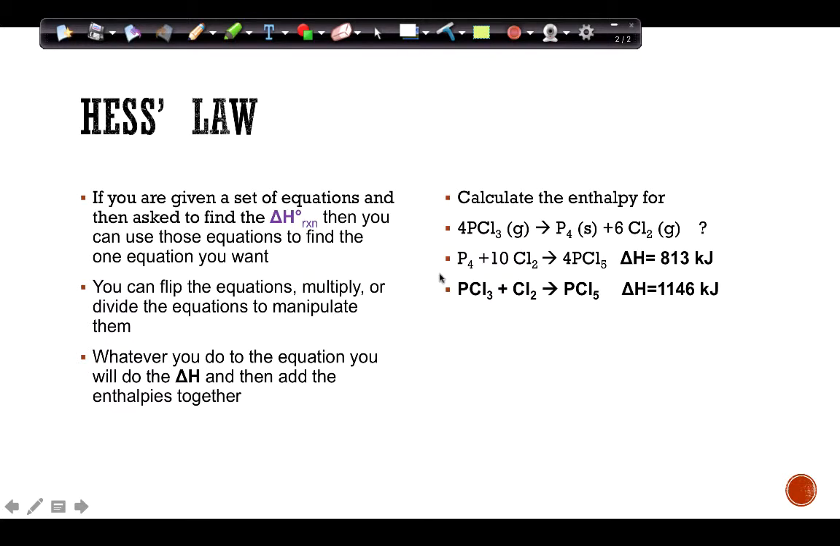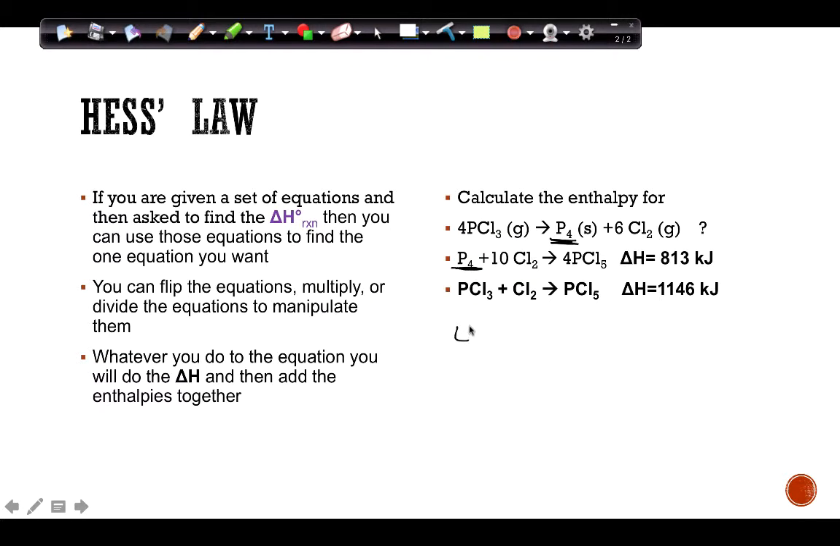All right, so the first one, let's look. This is the reaction I want. I've got P4, and this one has P4 in it, but it's on the wrong side. It's also got 1, so I'm probably just going to flip this one.